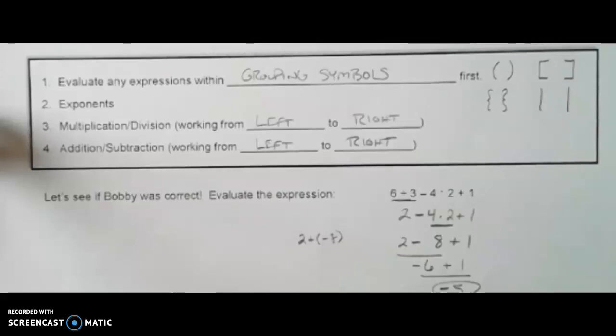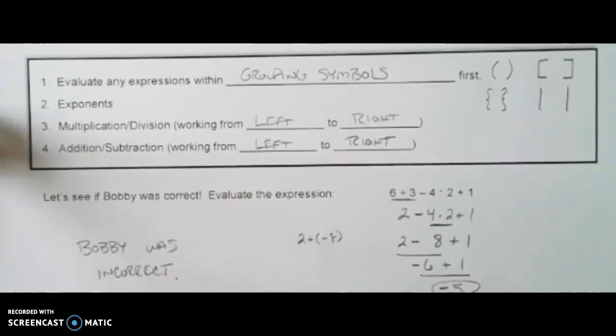Bobby said that the answer was negative 3. So we can safely say now that Bobby was incorrect. Bobby's mistake was that he just worked straight from left to right, ignoring the order of operations. Okay, so make sure that you follow this proper order so that you can come up with the correct answer anytime you evaluate an expression.